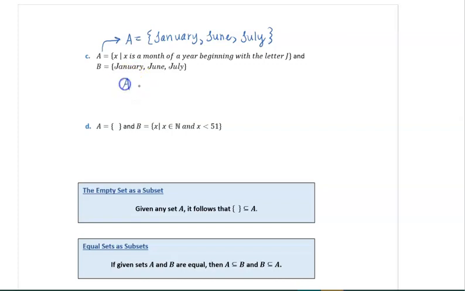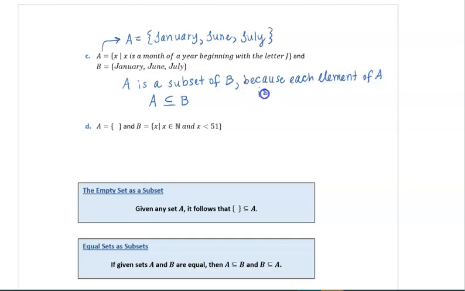We can say that A is a subset of B. Or, symbolically, A is a subset of B. Notice that if sets are equal, we can say that one is a subset of the other because each element of set A is also an element of set B.